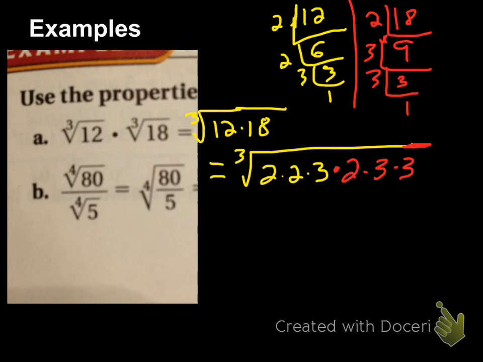Taking the cube root of this number, so I'm looking for sets of 3. Do I have sets of 3 of anything? Yeah, I've got a set of 3 2s, and I've got a set of 3 3s. What's 2 times 3? 6. Okay. So that mess, that cube root of 12 times the cube root of 18 is actually just 6.